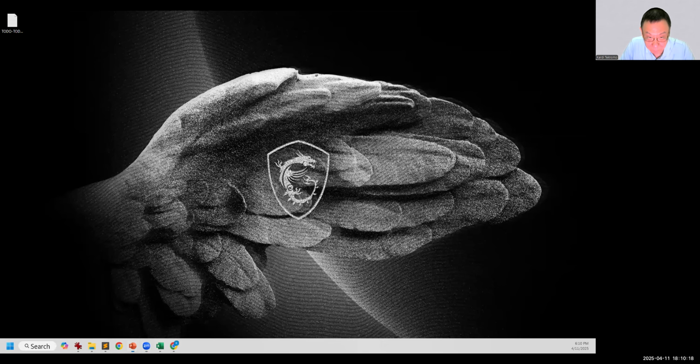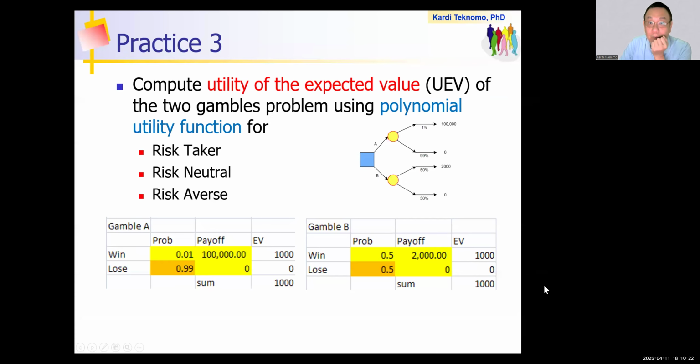Let's go to the next attempt. So I said this is attempt. Can you see my slide? Okay. I need to share this one. Okay. So this is an attempt.